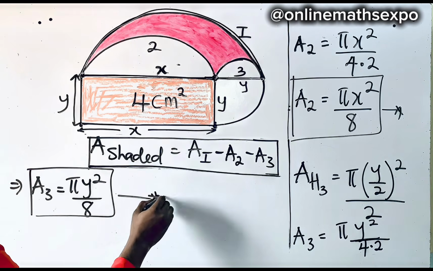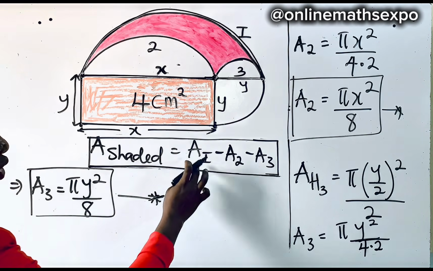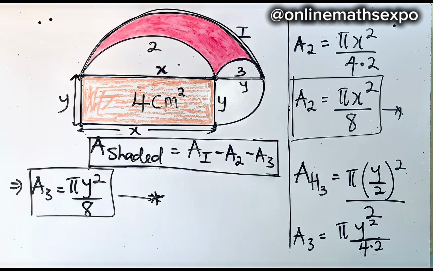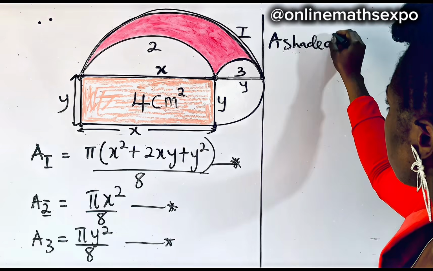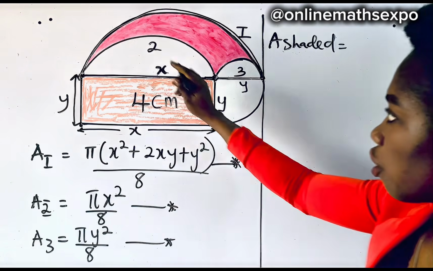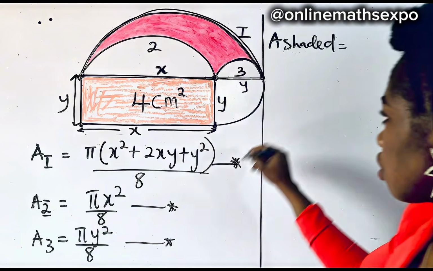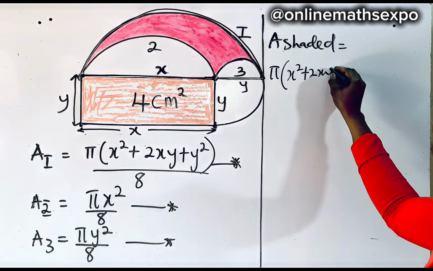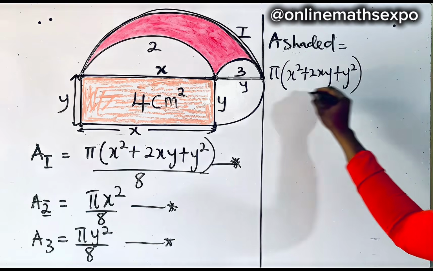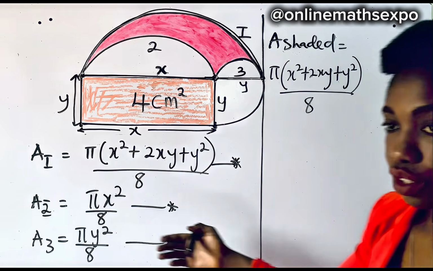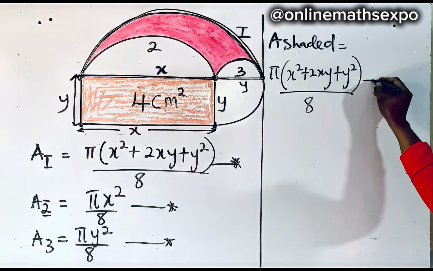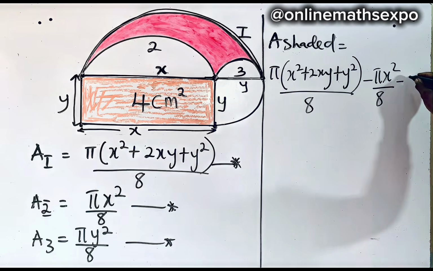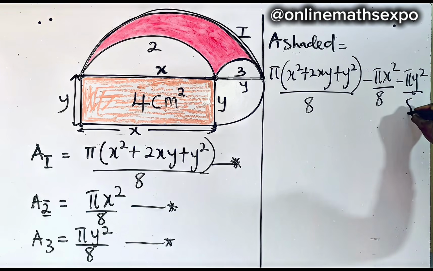So let's substitute the 3 values we got for us to find the area of the shaded. To do that, we have area of shaded. We have it that the area of the bigger one, which gave us this. So that gives us π(x² + 2xy + y²) divided by 8 minus this one. So we have πx² divided by 8 minus the third one, which gave us πy² divided by 8.